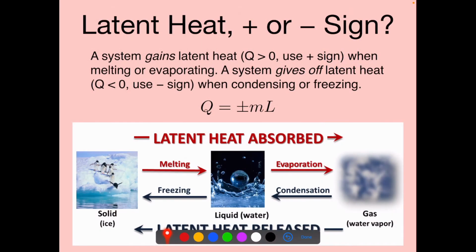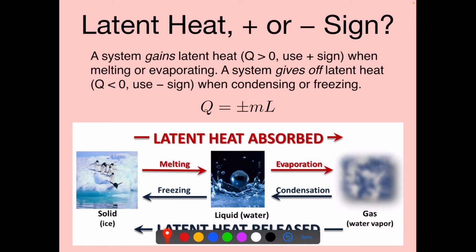So now let's address the plus or minus sign that we see here in the formula for latent heat. Sometimes the latent heat will be positive, other times it will be negative. If your system is taking in the latent heat, if it's gaining latent heat, then Q is positive. You're going to use the plus sign. Now this happens whenever your system is melting or evaporating. If we're going from the solid phase to the liquid phase, we're melting, the system is going to have to take in some heat. Q is going to have to be positive.